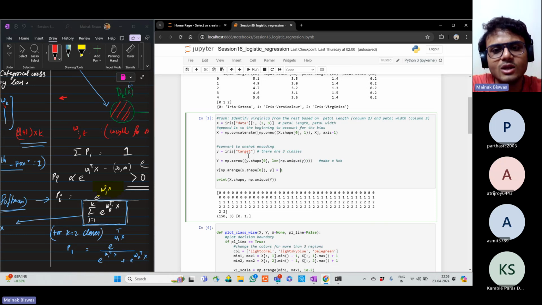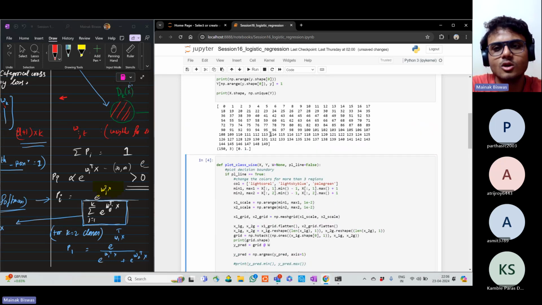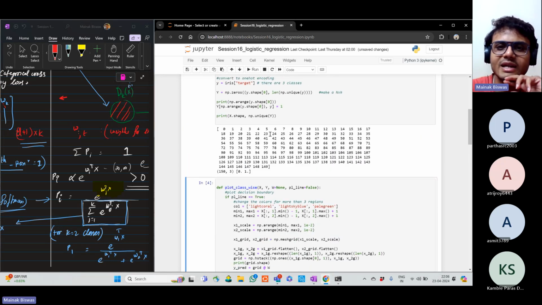Now np dot arange of y dot shape 0 gives me a vector. I'll show you what it gives me. It gives me 0 to 150. These are indices, right?